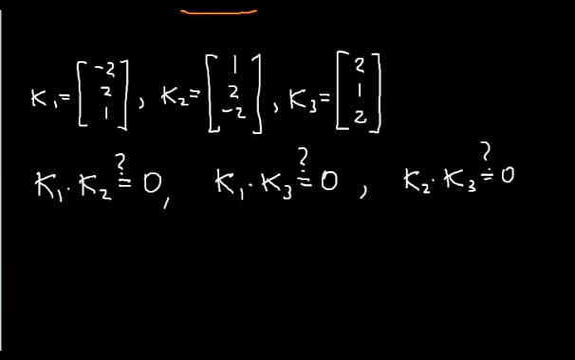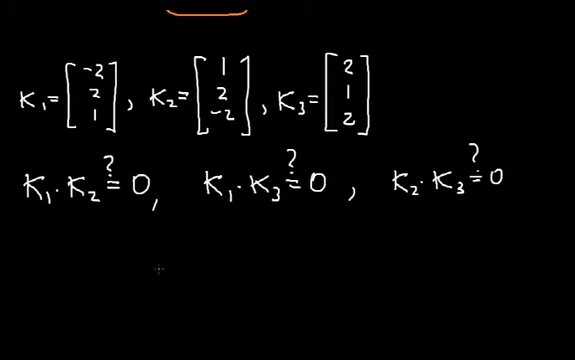Okay, so let's do that. We take k1 and k2. How do we get the inner product? Well, the inner product is defined as the matrix product. So this is actually the same as k1 transpose times k2, where here we have usual multiplication of matrices.